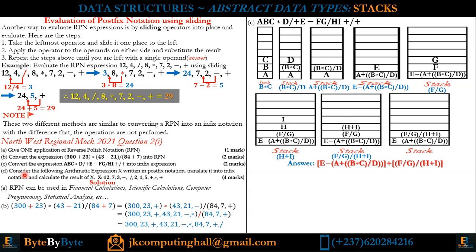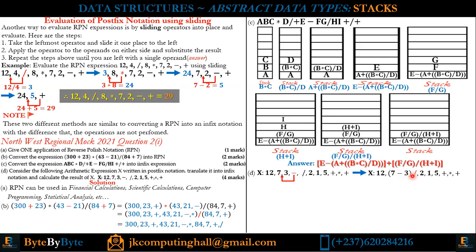The D part says, consider the following arithmetic expression x written in postfix notation, translate it into infix notation and calculate the result. So you saw how to use a stack to convert from infix to postfix. Let us also see how to use sliding to convert postfix to infix. So this is what we have. The leftmost sign, 7 minus 3. As it moves, I'm going to have 7 minus 3. You see that here I am not evaluating, because here they ask me the result of the computation, but here I am converting to infix. So I'm not evaluating. It remains like that.